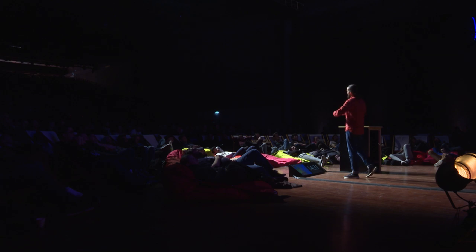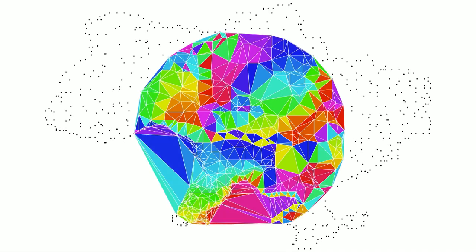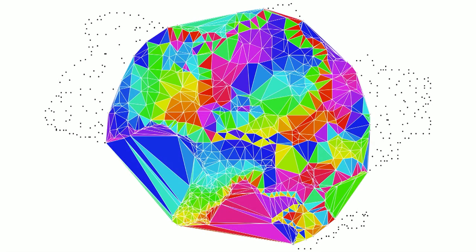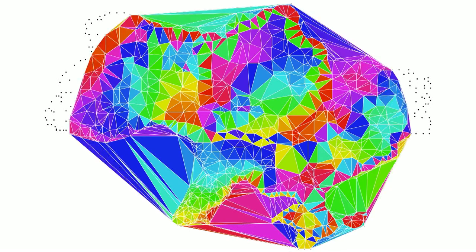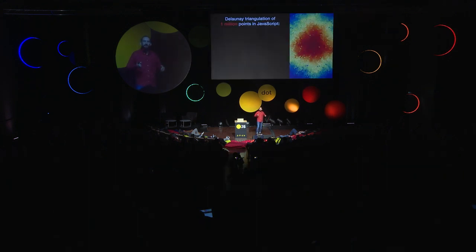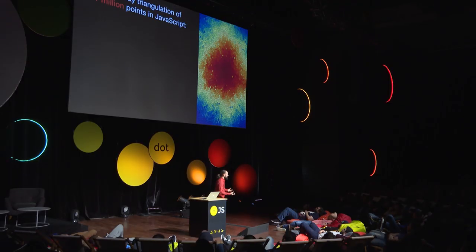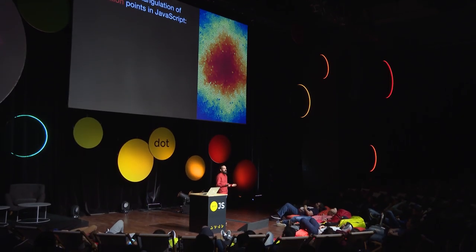And when you work on this kind of stuff, you sometimes get very competitive. You want your library to be faster than all the others. And sometimes it can get really ridiculous. My favorite example of that is Delaunay triangulation. Delaunay triangulation, and a similar concept, the Voronoi diagram, is a fundamental algorithm in computational geometry, which is extremely useful for data visualization. And let's take a look at a sample of running Delaunay triangulation on 1 million points in JavaScript. 1 million is quite a big amount for JavaScript, right?